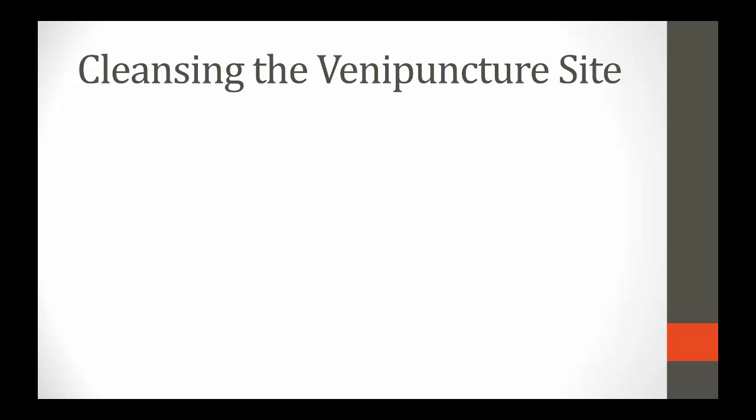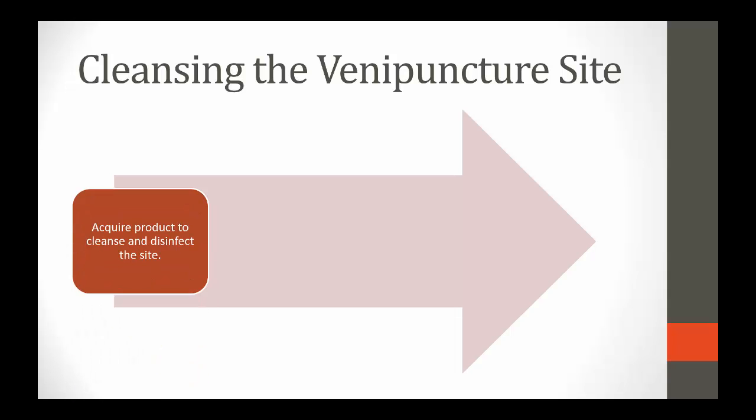Now let's take a look at a very important procedure, properly cleansing the venipuncture site. The product used most often to cleanse and disinfect the site prior to venipuncture is 70% isopropyl alcohol, typically in a towelette form. Alternative cleansing agents available, such as Chloroprep and Povidone iodine, are used mainly for the collection of blood cultures, blood alcohol specimens, or when the patient is sensitive to alcohol.